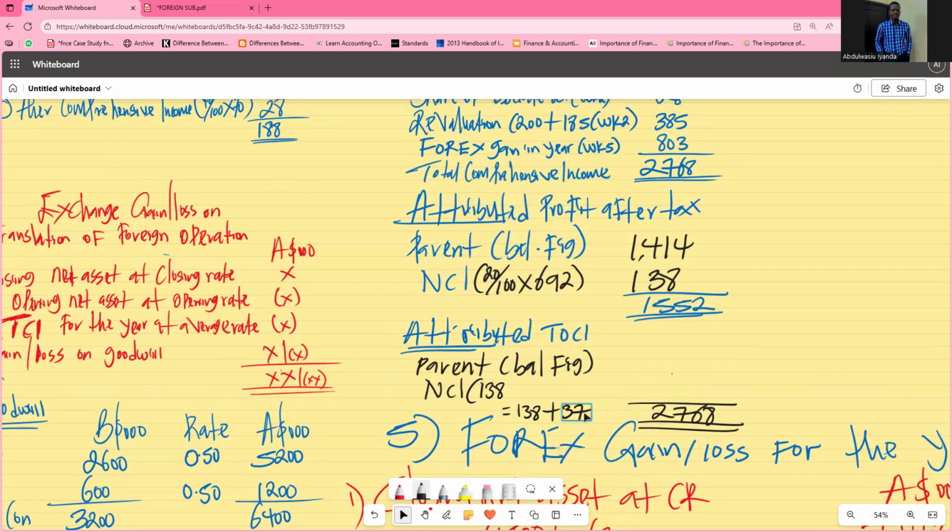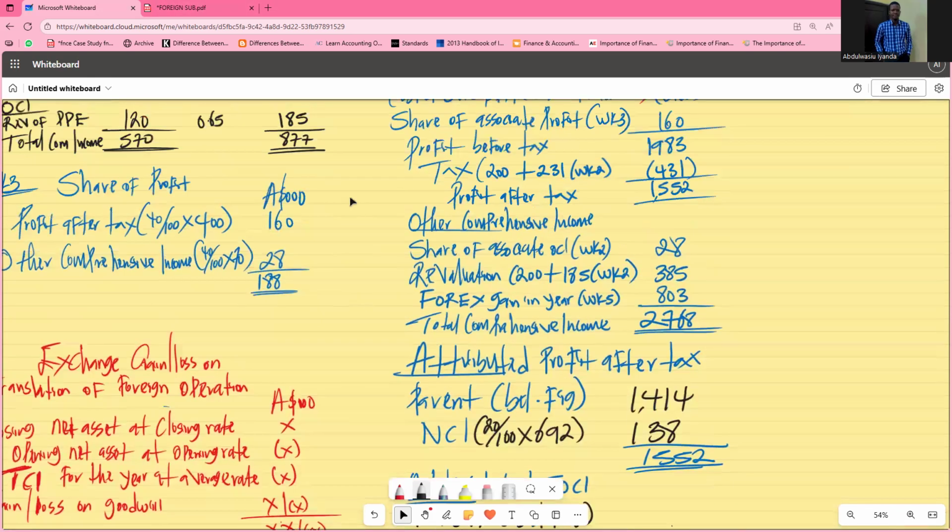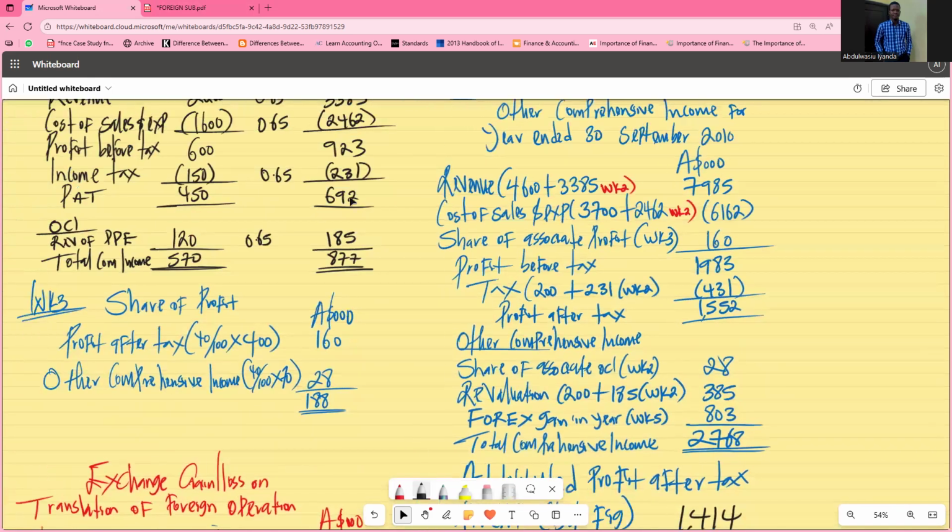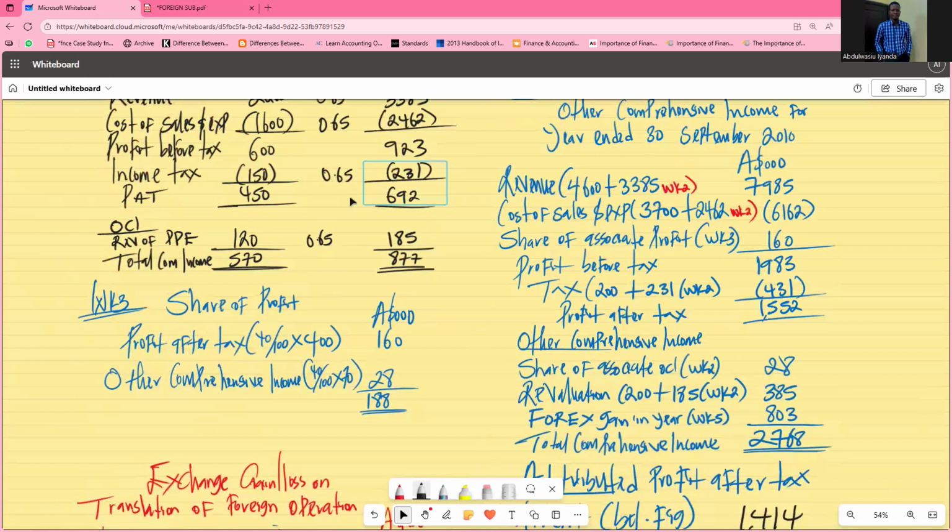Hold on. Now, you can see I have 138. One thing that you're going to do is go back to your working 2. It's coming from there. You can see that the total comprehensive income is this, and the only thing in this total comprehensive income is the 185. So the subsidiary is also going to share from this 185. So I'm also going to say 20% of 185.